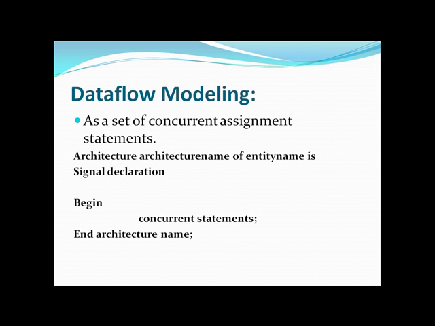Now we'll see about data flow modeling. We already have a set of concurrent signal statements, right? Here also we have some syntax. What is it? Architecture, architecture name, of, entity name, is, and then signal declaration. If any signals are there, we declare them over there. Then begin, concurrent statements, end, same architecture name.